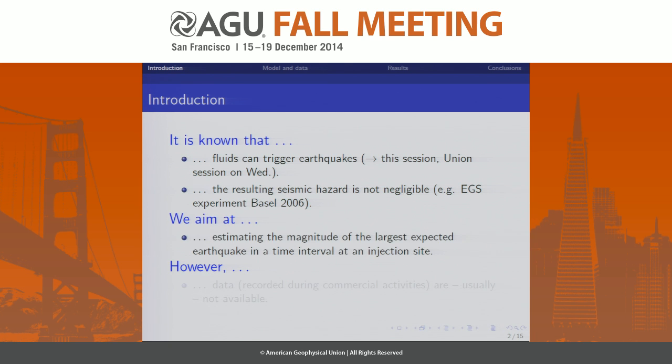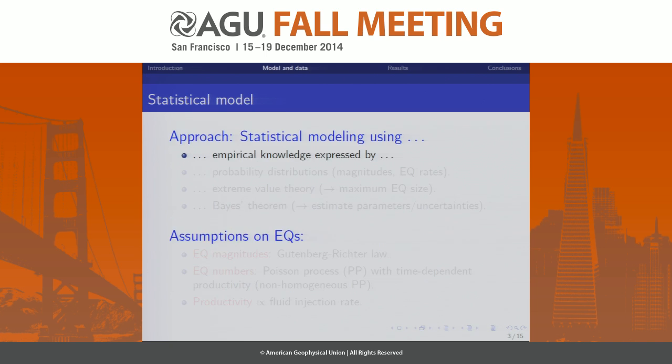And in this work, we aim at estimating the magnitude of the largest expected earthquake in a time interval at a fluid injection site. The main problem in this context is the problem of data availability, because data are usually recorded during commercial activities and are therefore not available. I will come back to this point later in this talk.